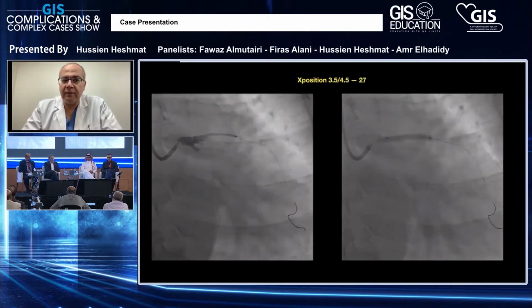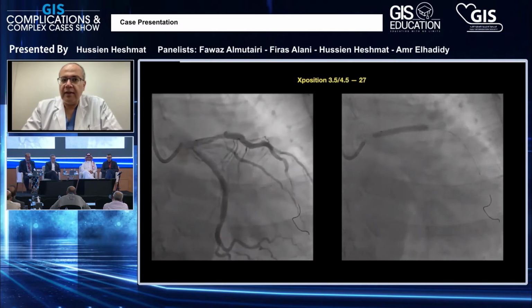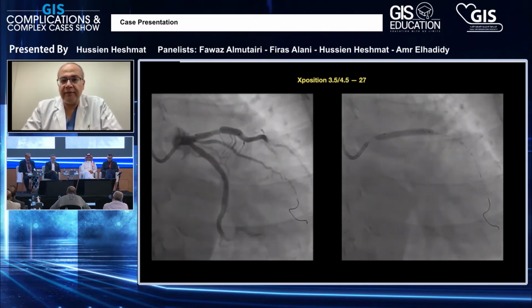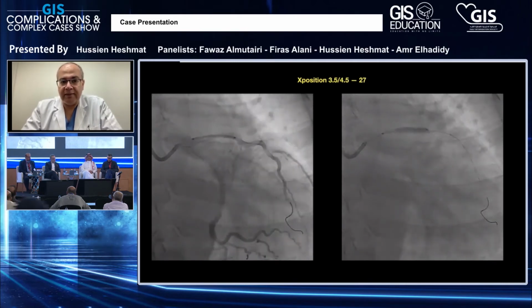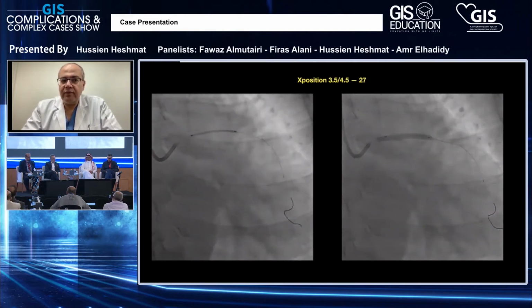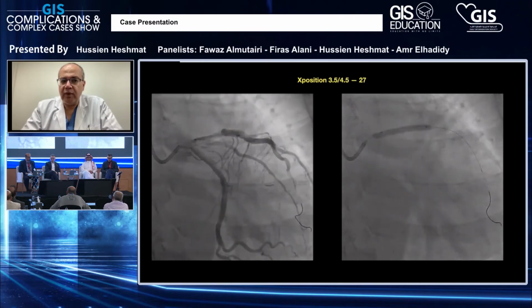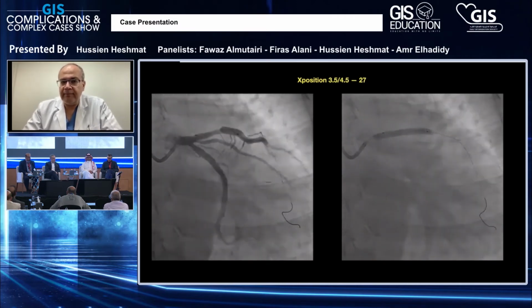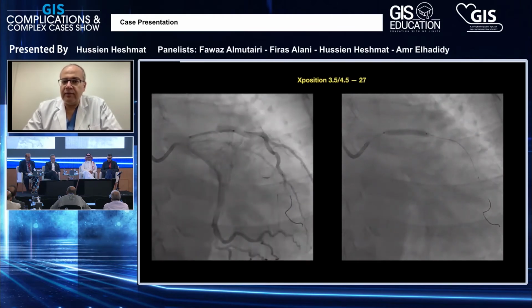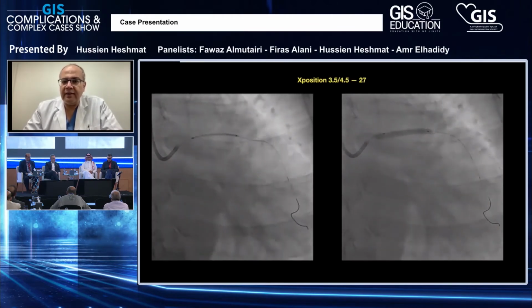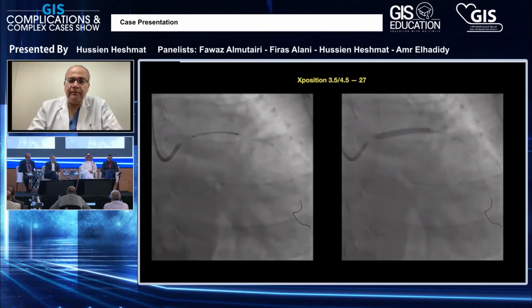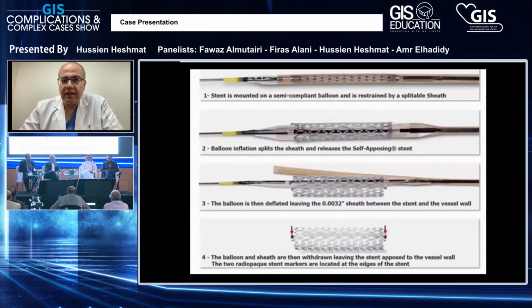And then we went with our self-expanding stent, distally 3.5, this is where you size, approximately 4.5, and the length is 27 millimeters. And we positioned the stent to cover the lesion and not to project into the left main. And we inflated the balloon up to the recommended inflation pressure of the stent of the balloon. And this is how the stent works.